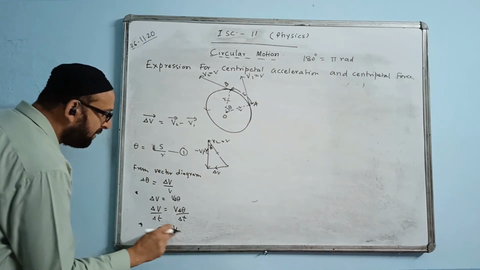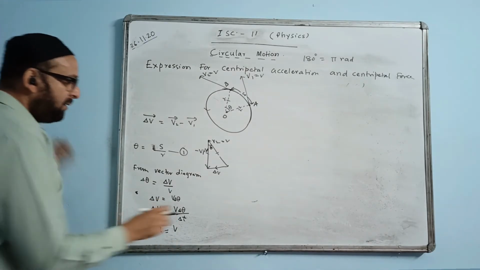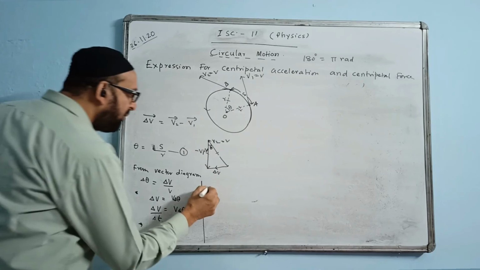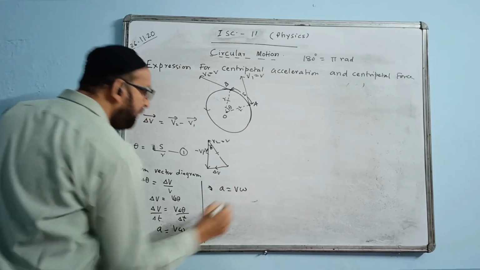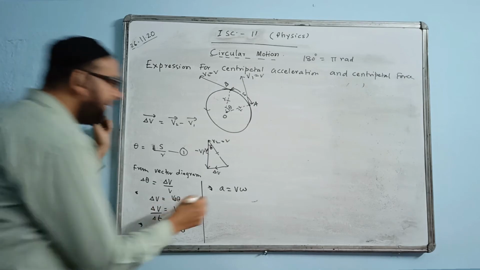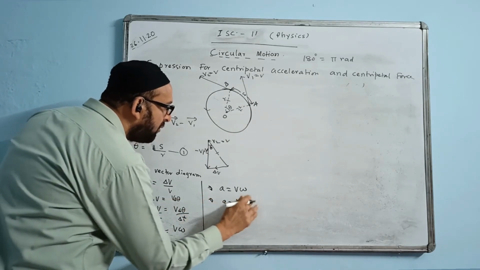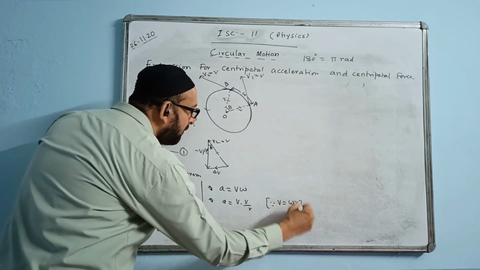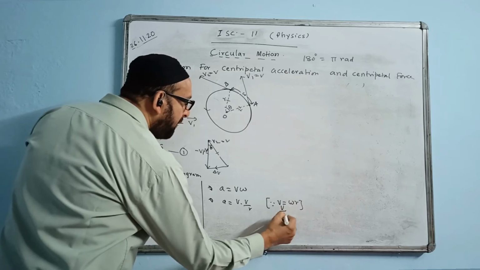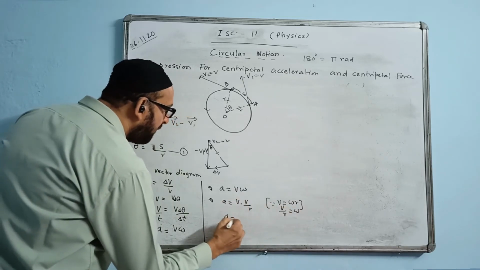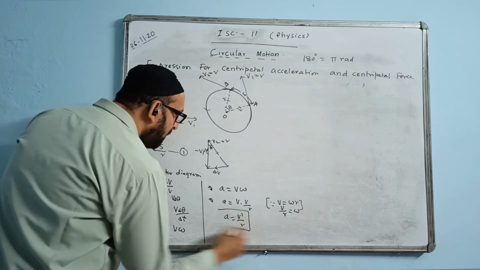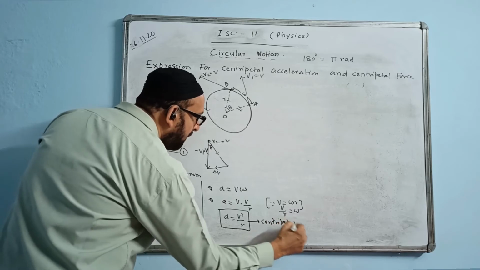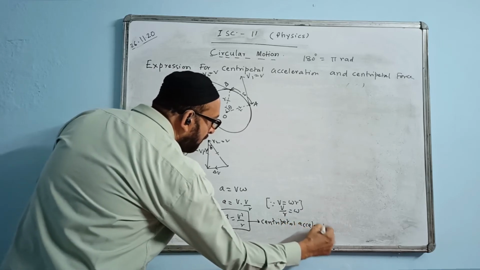Keep V as it is because the V magnitude is constant. Delta theta by delta t is called omega. So we have the formula a is equal to V omega. Next we write a is equal to V as it is, and the omega value we write as V by r, from the relation V is equal to omega r. Therefore omega becomes V by r. So ultimately the value becomes V squared by r. This is the formula of centripetal acceleration.